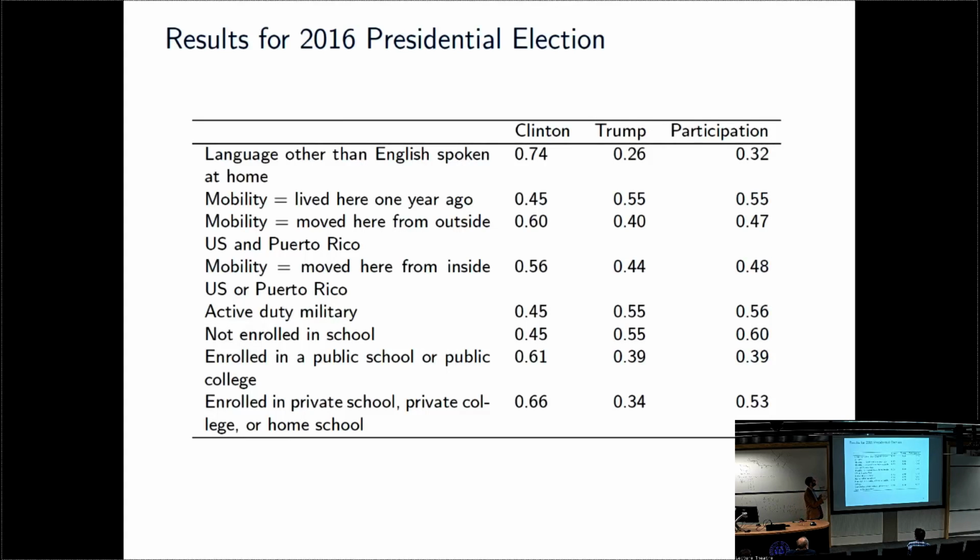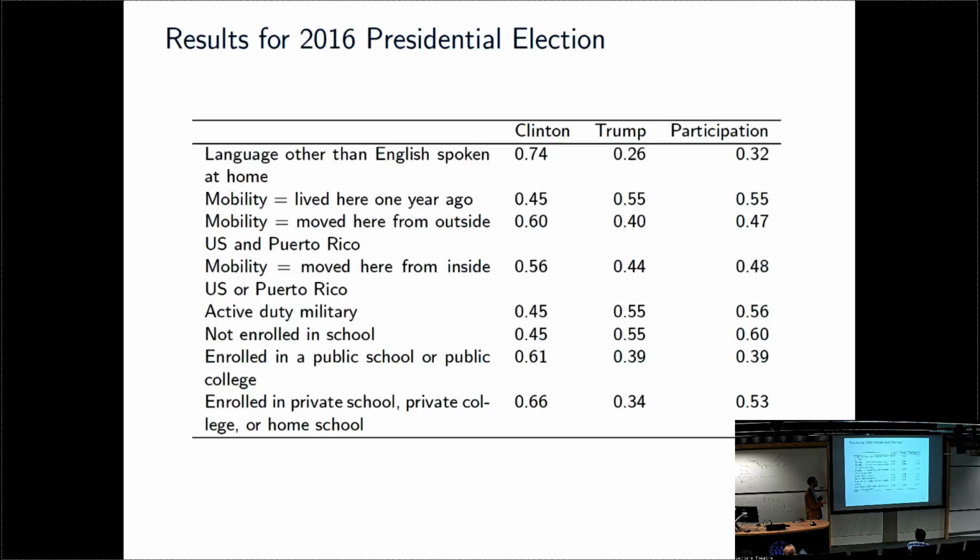So among people for whom a language other than English is spoken at home, our method says that Clinton has 74% support, but low participation among those people. Among people who lived where they're living 1 year ago, so they have not moved recently, Trump had more support. Among people who had moved within the last year, Clinton had more support. Oh, sorry, moved here from outside US and Puerto Rico. Okay, so immigrants.